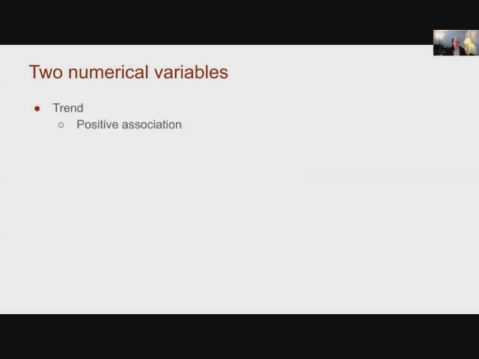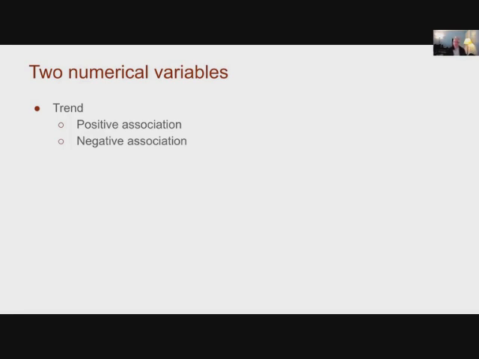What is that trend? One trend could be a positive association. As the X variable increases, does the Y value increase as well? That would be a positive association. But we could also have a negative association. If one of our variables increases and that causes a decrease in the other variable, that's known as a negative association.